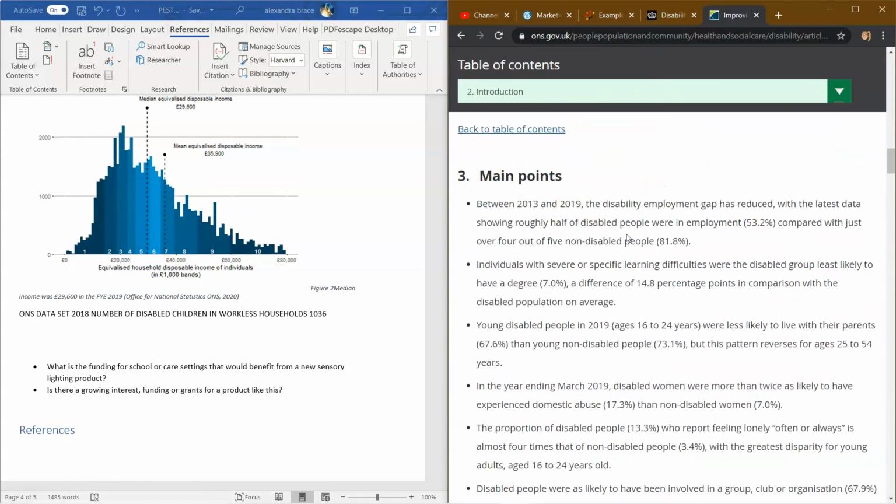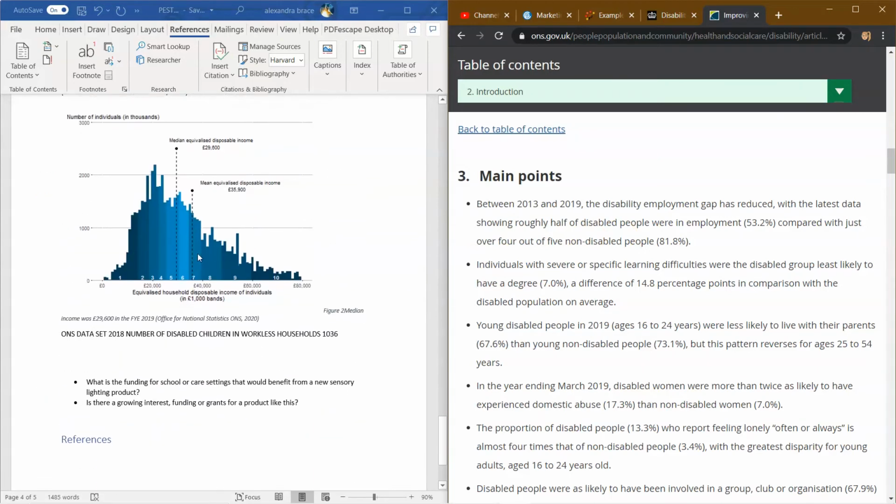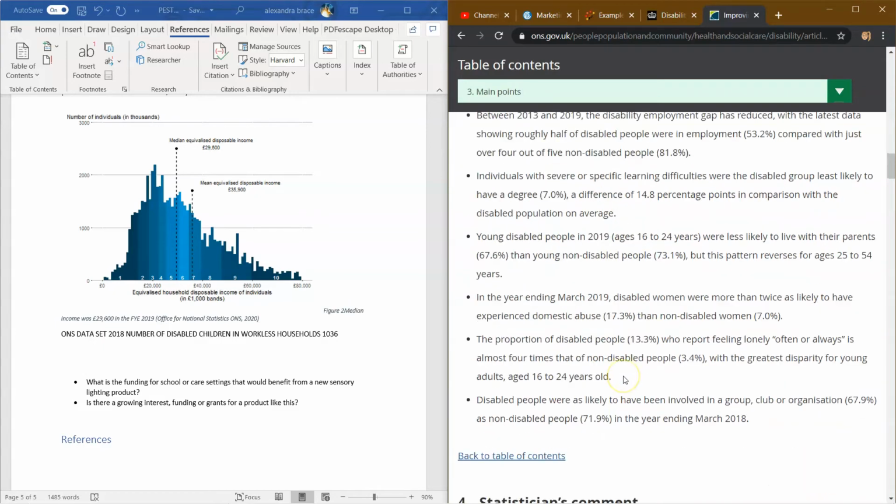So I'm going to look on here and try and find some information that's going to help me with my economic questions from my PESTELE analysis. So have a look at the ONS and see if there's anything on there that you can find. I might want to take some of these points because it might help me with my product development and research.